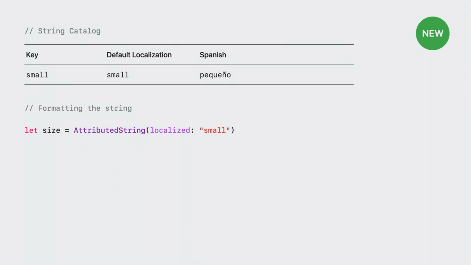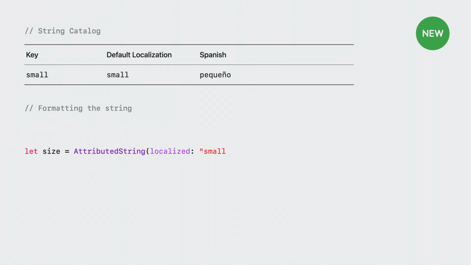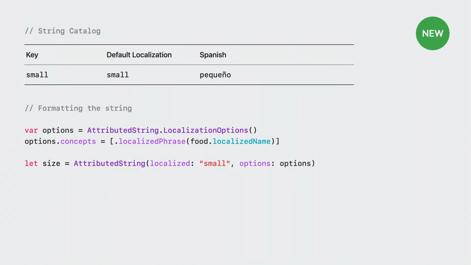Here, we want a string containing the food size, pequeño, to agree with the food name, ensalada. This year, we are introducing a new property to localization options, concepts, which allows us to specify objects that affect grammatical agreement but are not formatted into the strings like arguments are. We use a localized phrase concept for a string value we want to agree with. In this case, ensalada. Lastly, we need to annotate the word that needs inflection with agree with concept.